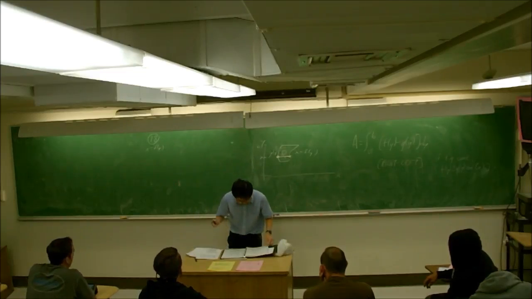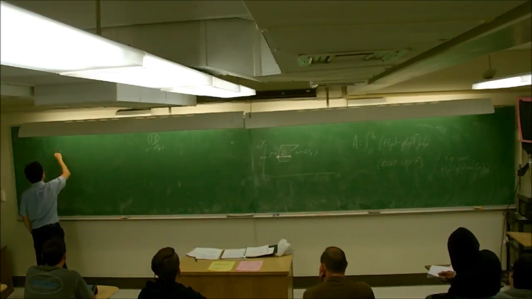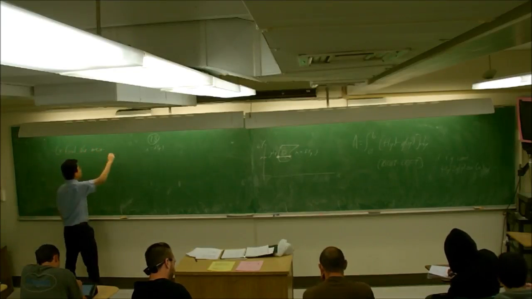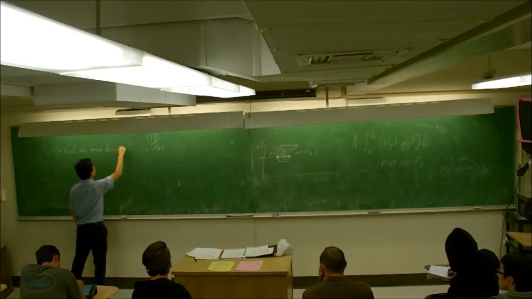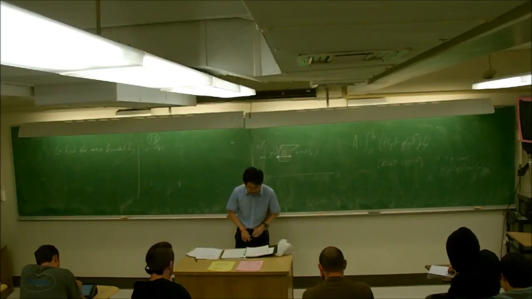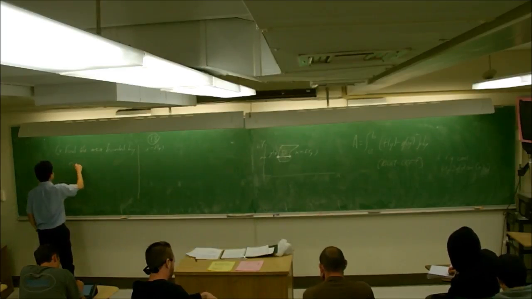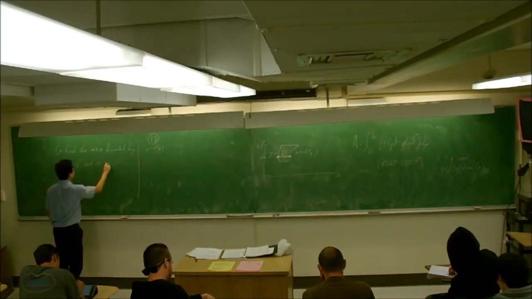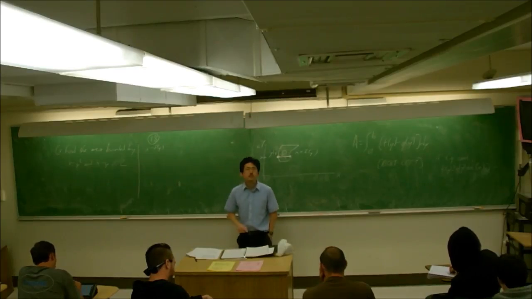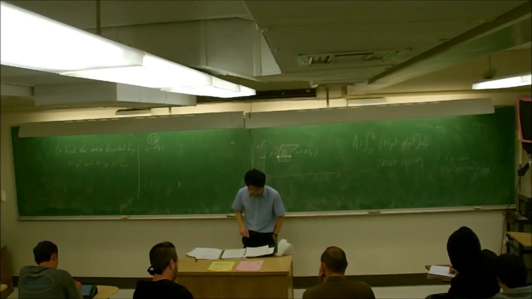All right, let's do an example. Find the area of the region bounded by the graphs of x equals y squared and x minus y equals 2. What's the graph of that? It's a line.